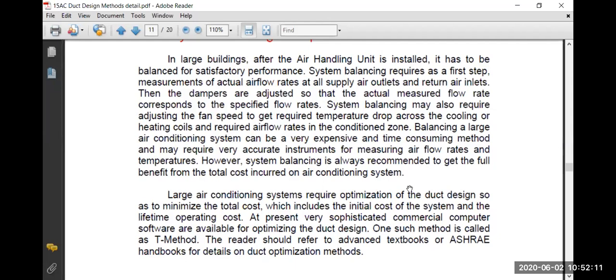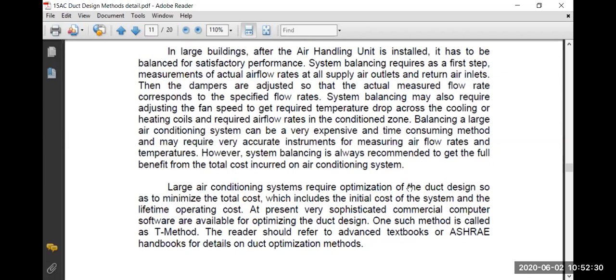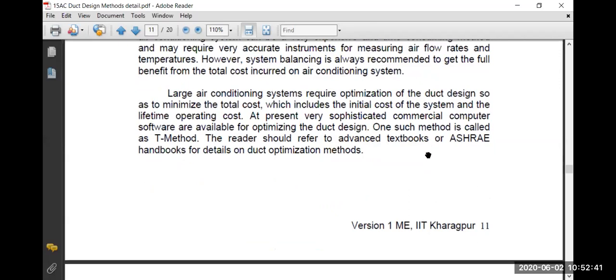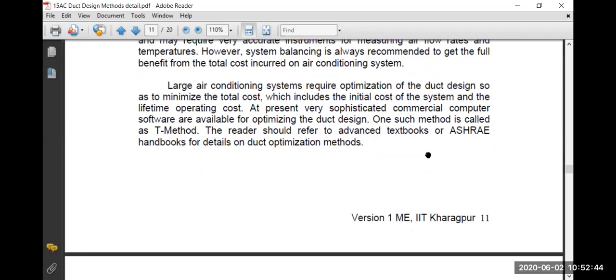Balancing a large air conditioning system can be a very expensive and time-consuming method and may require very accurate instruments for measuring airflow rates and temperature. However, system balancing is always recommended to get the full benefit from the total cost incurred on air conditioning design. Total cost is the sum of initial cost, which includes purchase of the equipment, installation of the equipment, and cost of the building, and running cost. Running cost is the consumables and utilities, that is gas, electricity, and water.